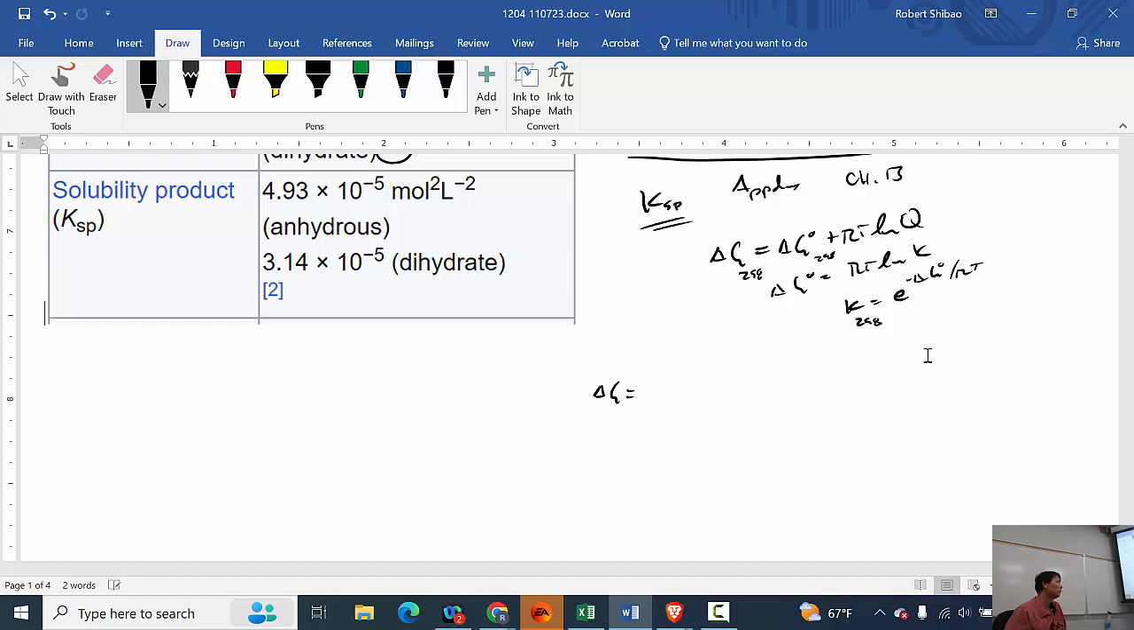H minus T delta S. Probably not that way. I would say the easiest way is just to take the sum of the delta G's of formation for the products minus the sum of the delta G's of formation for the reactant. The product here would be the delta G of formation for calcium ion, 1 mole, plus the delta G of formation for 1 mole sulfate ion, minus the reactant, the delta G of formation of calcium sulfate solid.